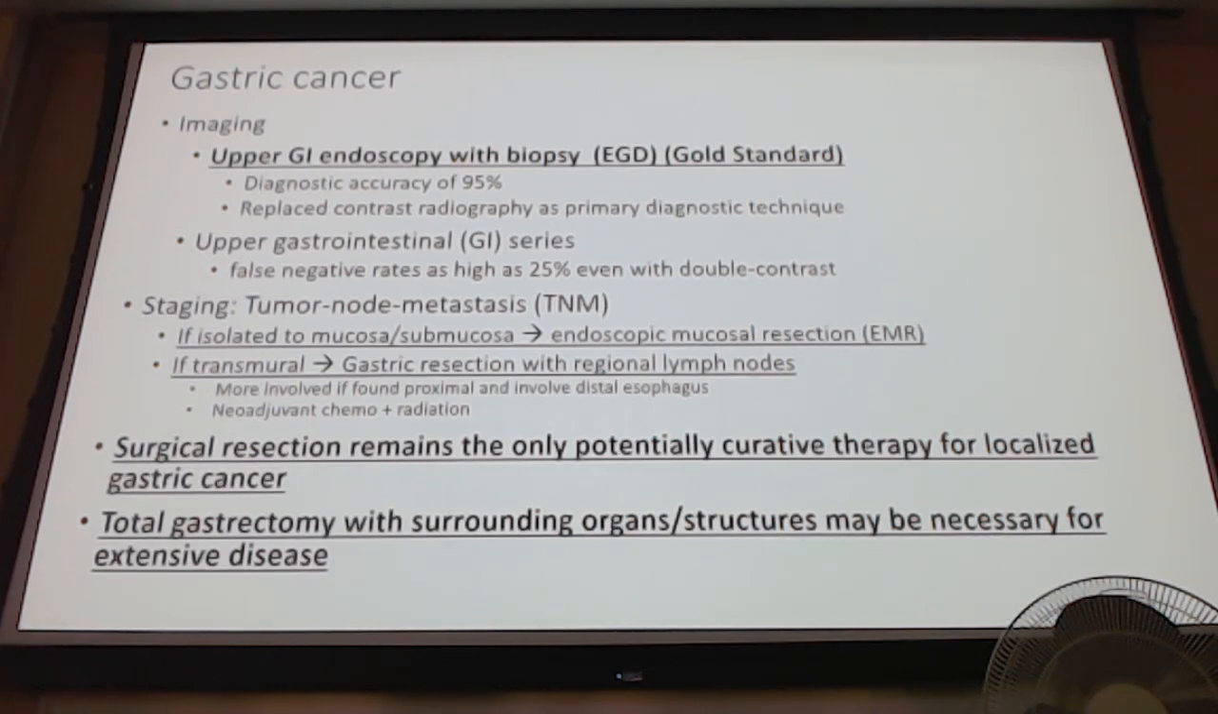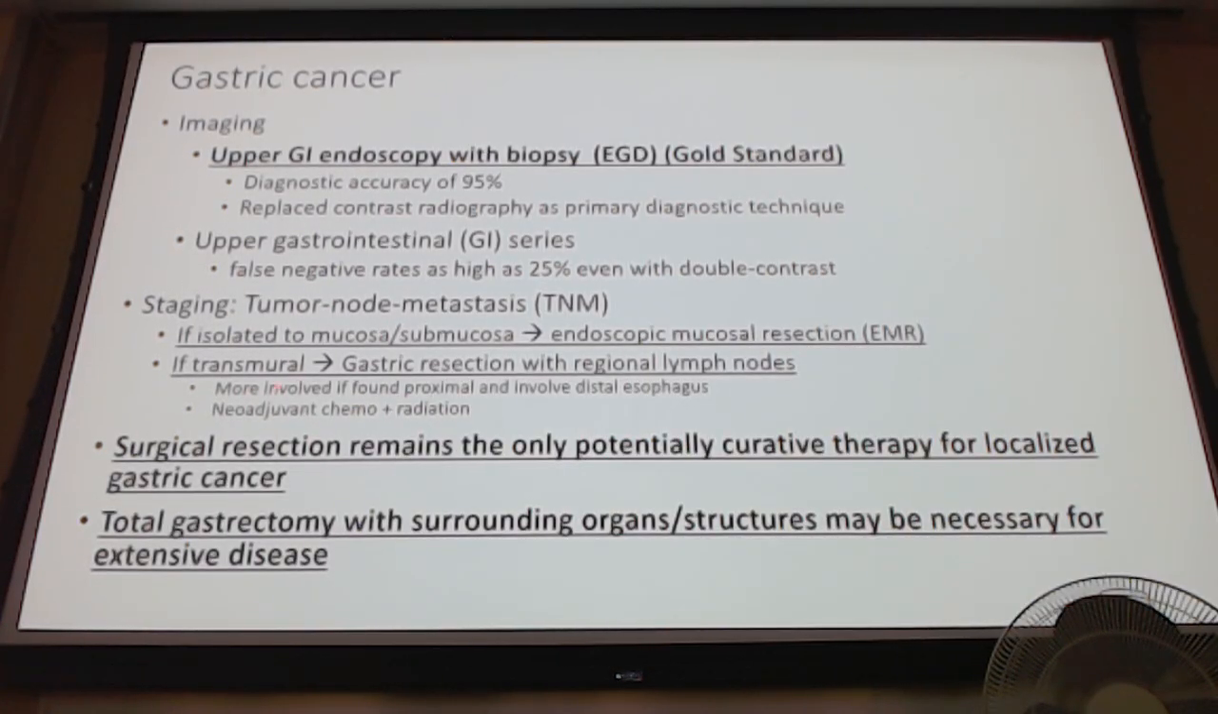For staging, the TNM. You've all heard that at least one time in the last three semesters. It's tumor, node, and metastases. It's that big old scale, that big old chart. Basically, what I want you to know is that if it's isolated to the mucosa or submucosa, that's a low tumor staging, low TNM, and we can most likely just do a mucosal resection endoscopically.